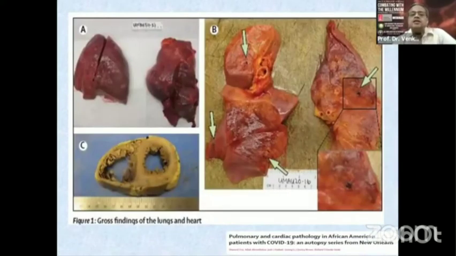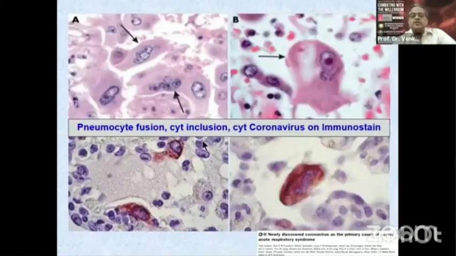This is another lung in which you can see the large areas of solidification, but you can also see some blood clots which are present because a clotting mechanism has been activated, and the corresponding autopsy heart specimen shows right ventricular affection from the lung getting affected. Other features you can see in the lung are pneumocyte fusion, because as you know, the spike protein can fuse the cells. So you get these giant cells.